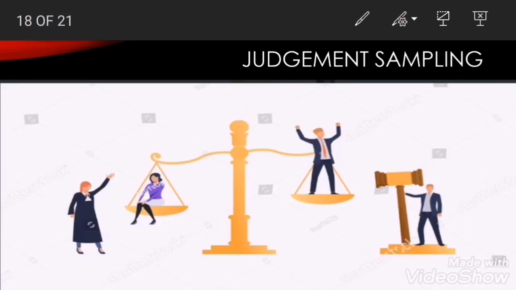Judgment sampling. In this method of sampling, the choice of sample items depends exclusively on the judgment of the investigator. In other words, the investigator exercises his judgment in the choice and includes those items in the sample which he thinks are most typical of the universe with regard to the characteristics under investigation.